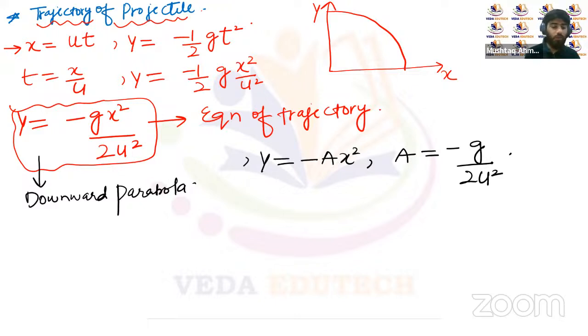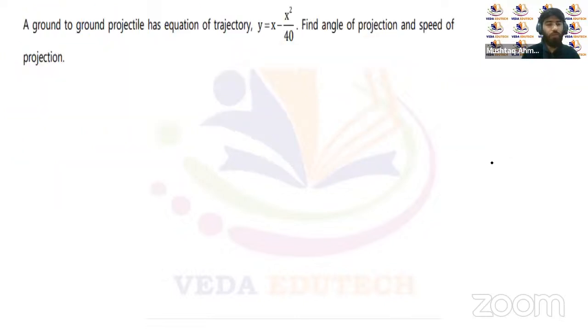So let's move on to the rest of the things for this projectile motion. We'll try to solve some questions related to this projectile. The question number one is a ground to ground projectile. It means that this question is for an oblique projectile like this, correct? It has been projected at an angle of theta here.